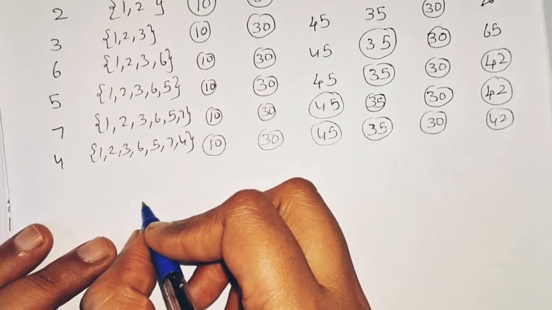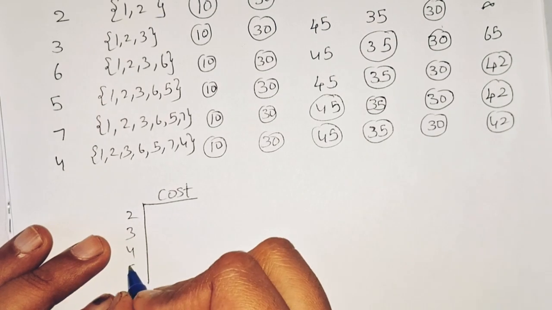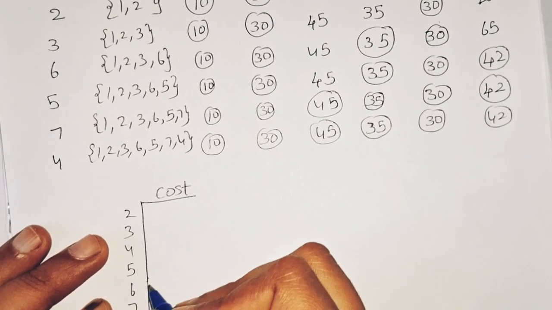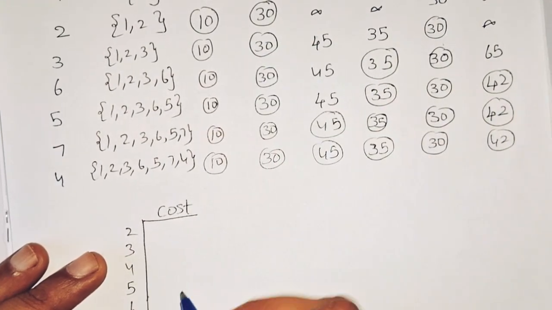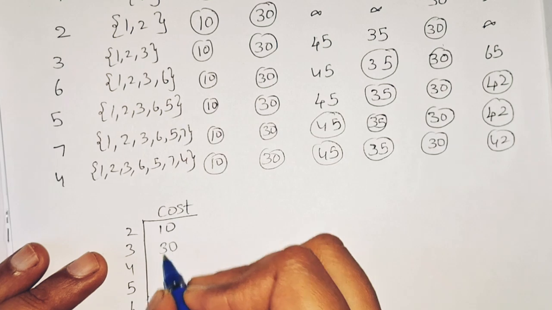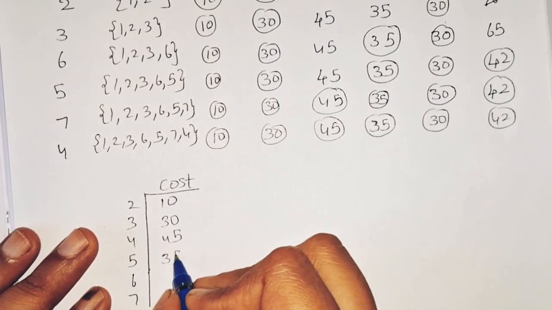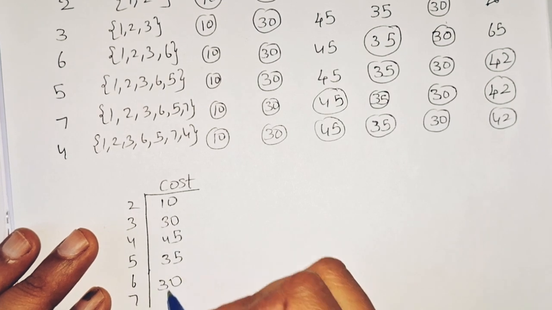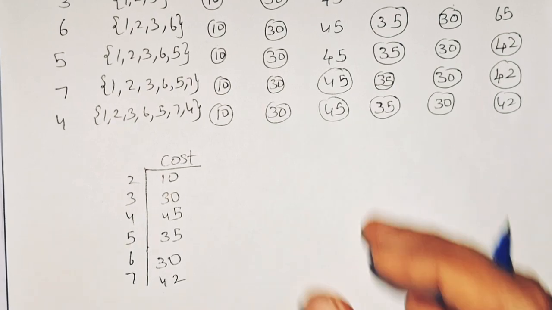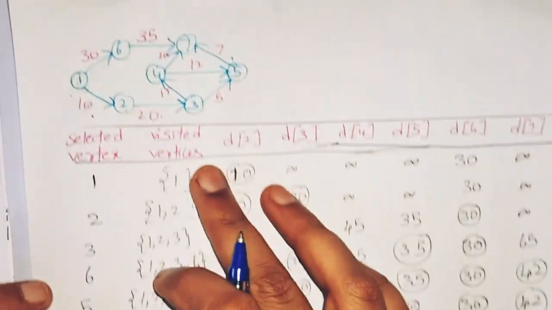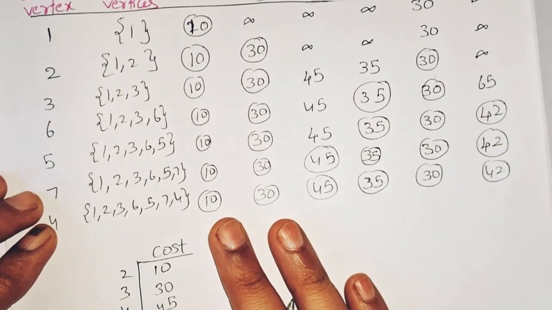So here the cost: 2, 3, 4, 5, 6 and 7. The cost of 2 is 10, 3 is 30, 4 is 45, 5 is 35, 6 is 30 and 7 is 42. So this much cost it will take to travel from node 1 to the remaining nodes. So this is about Dijkstra's single source shortest path algorithm.